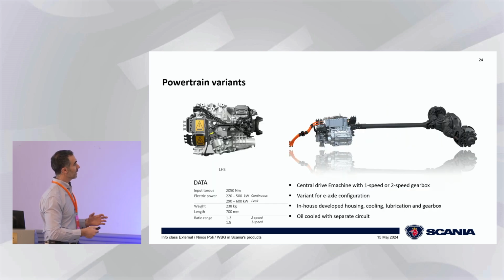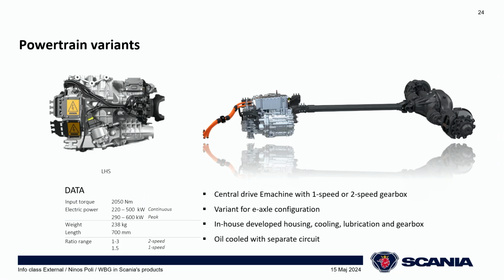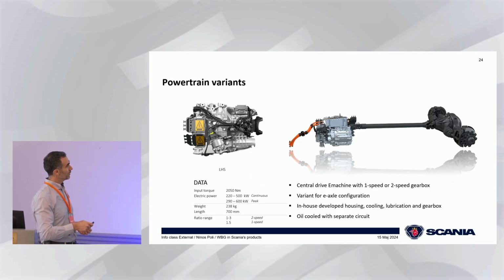It's called a central drive electric machine with a couple of gears, but there's a configuration where you can mount this one in the axle, so it's like an e-axle configuration. This one comes at different performance steps and different configurations as well. For this generation, we have developed the housing, the cooling, the lubrication and the gearbox. But it's still an oil-cooled electric machine. And as I said, it comes at different performance steps and different power levels.